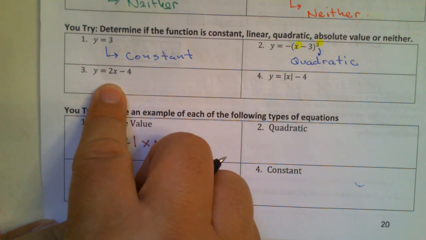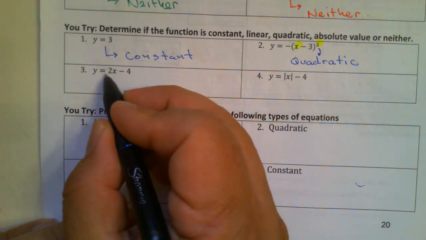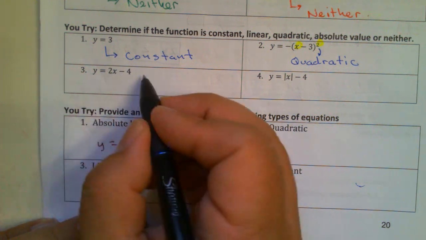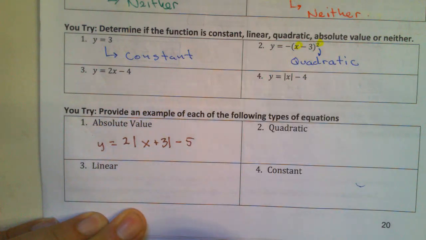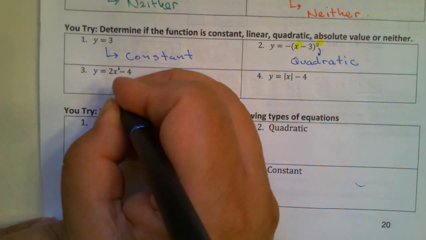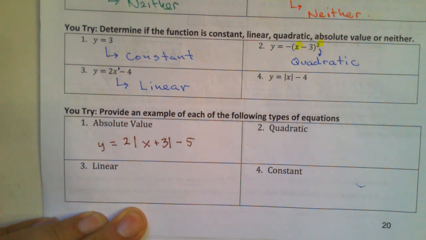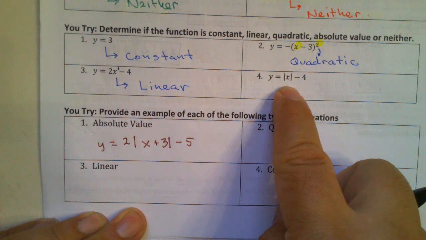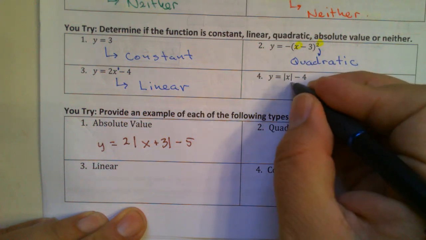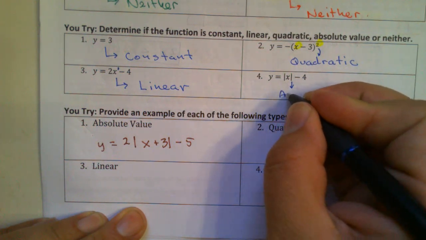When I look at the next one, number 3, look at that. There's no absolute value, no power of 2. It has an x, so it can't be constant, but it does have a power of 1. It's invisible, so that's what makes it linear. And finally, of course, obvious, look at that. It's got the bars, so because of the bars, we call this an absolute value.